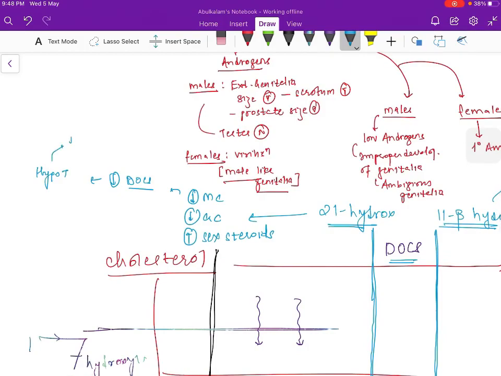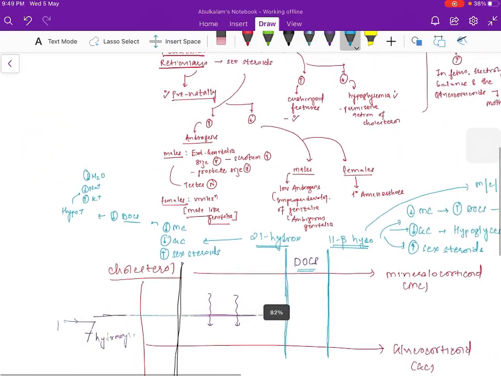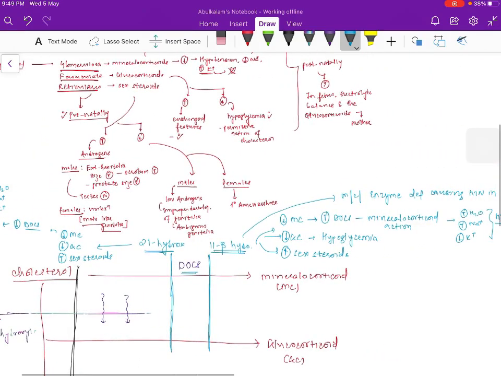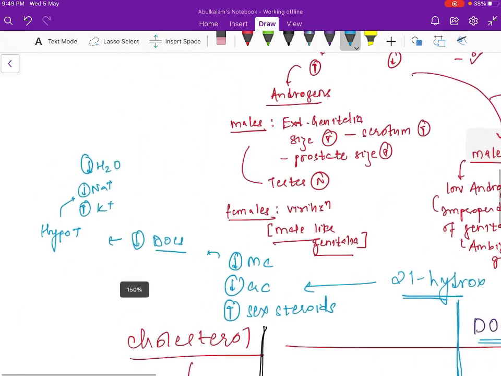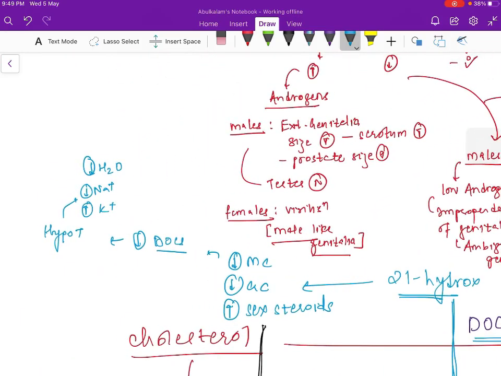Hypotension means there's decreased sodium, increased potassium, and decreased body water, right? Features of aldosterone deficiency basically, right? So yes, this is what will happen if mineralocorticoids are deficient. What will happen if glucocorticoids are deficient? Again, we said that is hypoglycemia. And what will happen if sex steroids are increased, which is virilization.